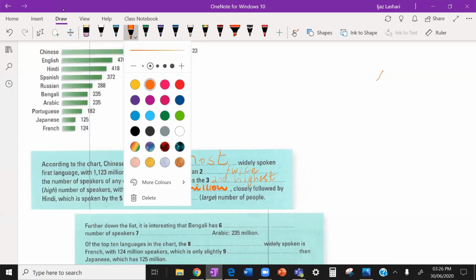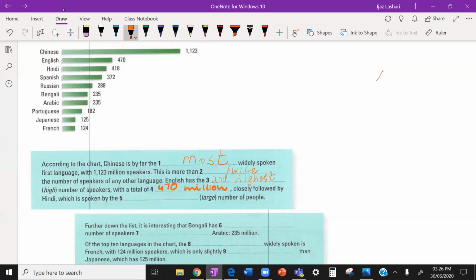Okay. Closely followed by Hindi, which is spoken by dash number of people. What percentage or position is it? Third largest, we can say. Yeah, thank you. Third largest. So the answer is third largest. Yeah, Zara, that's right. Third largest number of people. Okay, now we continue further down.